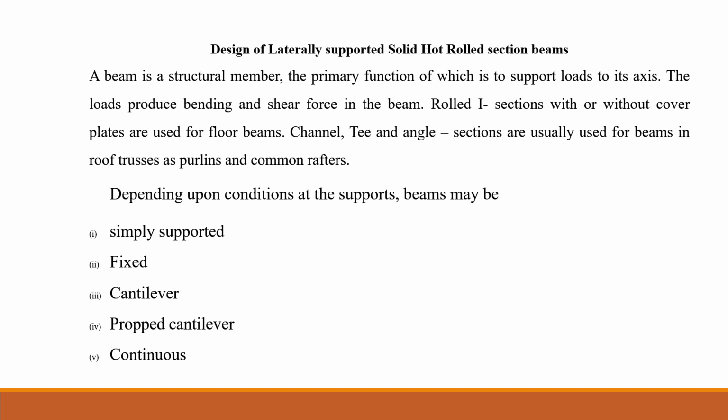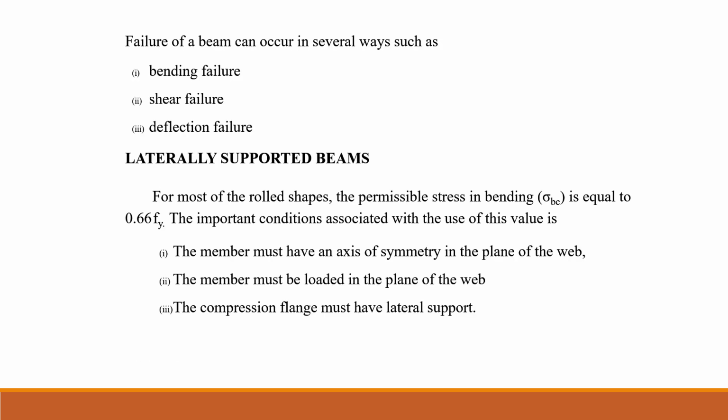For floor beams, channel, T and angle sections are used, and for beams in roof truss as purlin and common rafter. Depending upon the condition at the support, the beam may be a simply supported beam, fixed beam, cantilever, propped cantilever or continuous beam. Failure of a beam can occur in several ways, such as bending failure, shear failure and deflection failure.